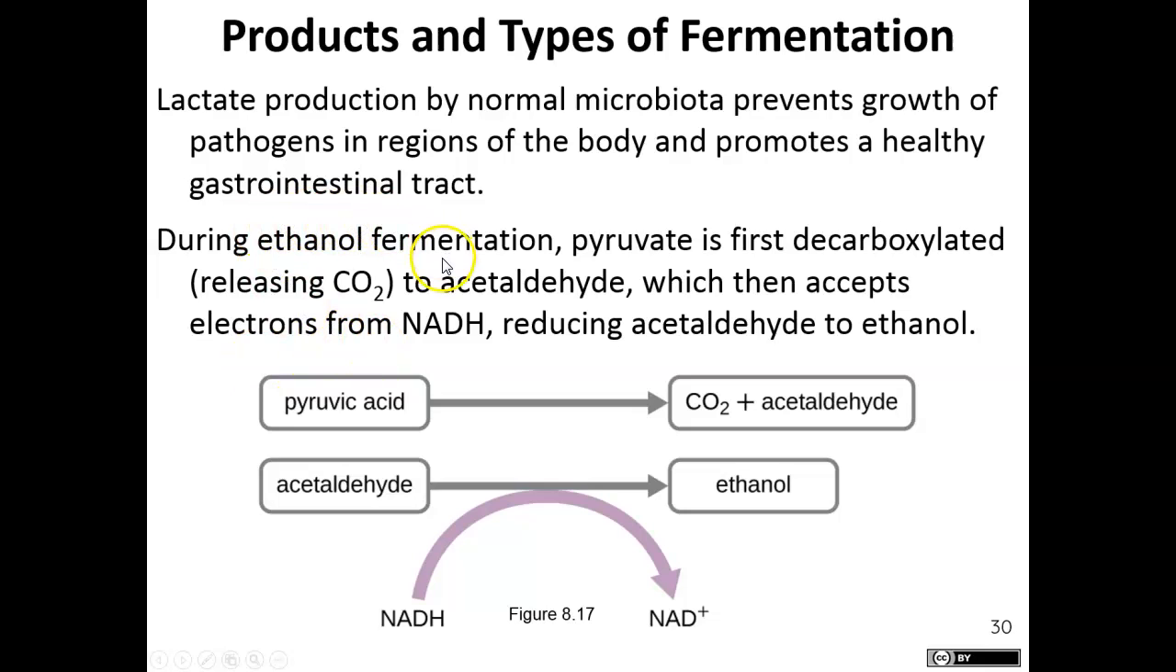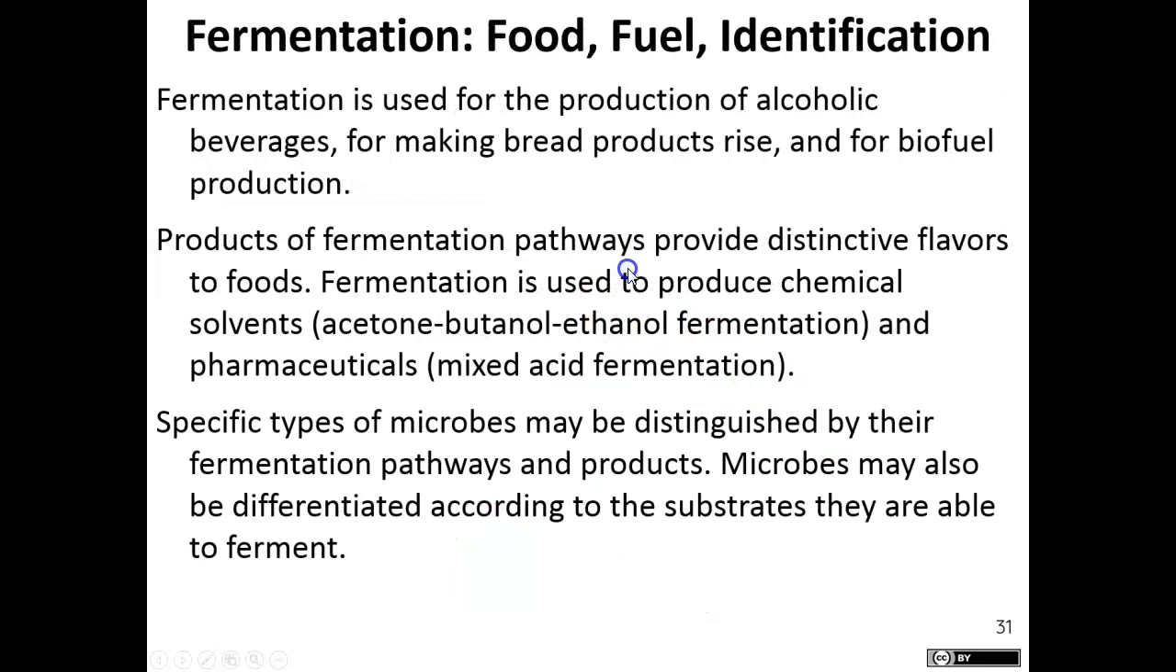So in this process, we're going to take pyruvic acid and we remove a carbon. So we have a decarboxylation process, and we produce acetaldehyde, and then we accept electrons from the NADH. So we add those electrons and hydrogens, we reduce the acetaldehyde, and that produces ethanol. And again, we have oxidized NADH back to NAD so that we can continue that glycolytic pathway.